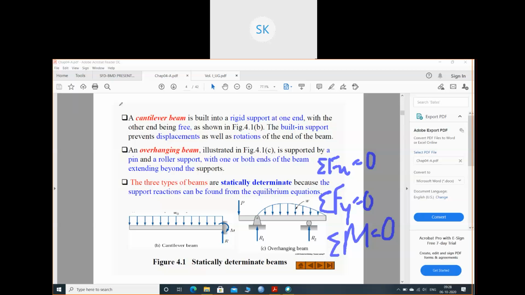Point load. Number one is your point load, right? It is acting on a particular point. Next we have UDL, uniformly distributed load. What it says, uniformly distributed load.